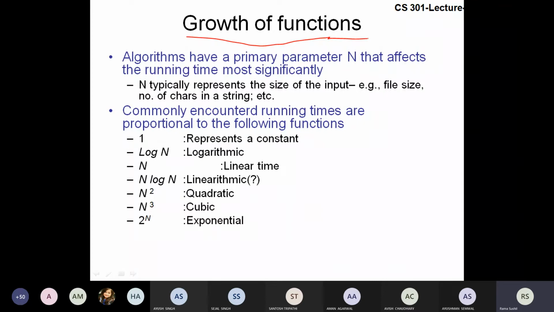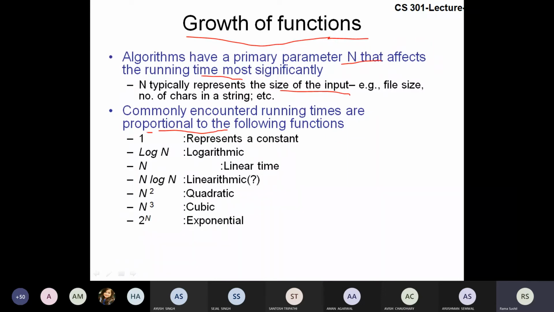So it is important to see some standard functions which are in use for representing the complexity. Algorithms have a primary parameter n that affects the running time most significantly and typically represents the size of the input. Many times I told you, it can be according to the program, which size for what. Commonly encountered running times are proportional to the following.